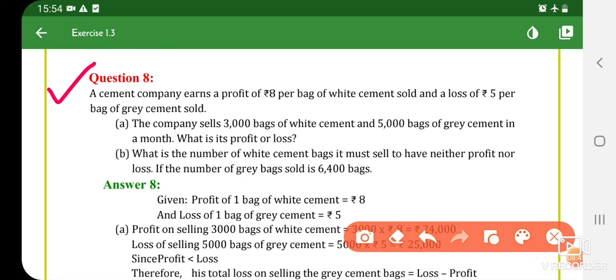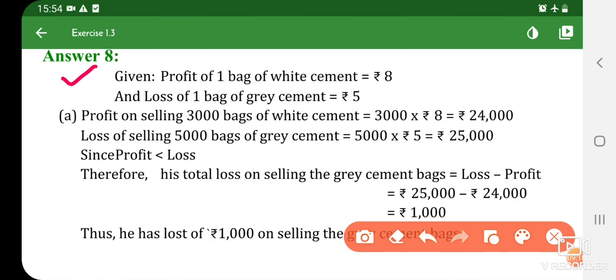Next question is question number 8. A cement company earns a profit of rupees 8 per bag of white cement sold and a loss of 5 rupees per bag of grey cement sold. So the first question is: the company sells 3000 bags of white cement and 5000 bags of grey cement a month. What is the profit or loss? So let's see the solution.